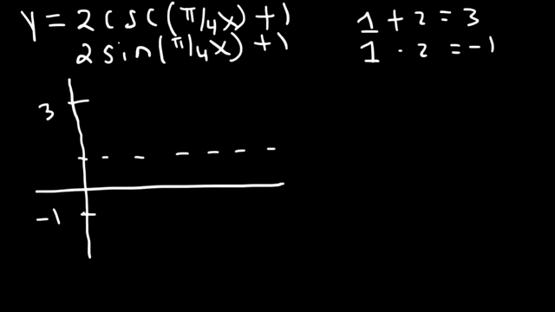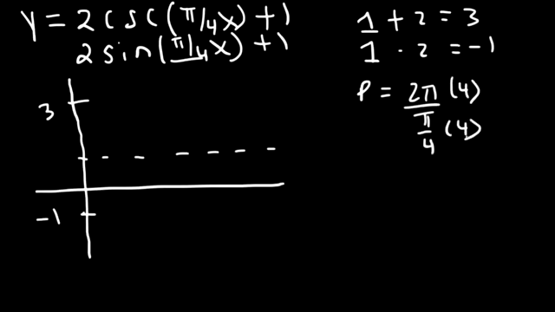Now, there's no phase shift because there's no c value. Keep in mind, inside the parentheses is bx plus c. Since c is 0, the graph is going to start at an x value of 0. So we don't have to worry about the phase shift in this particular instance. However, we do need to calculate the period. It's 2 pi over b, and b, as you can see, it's pi over 4. So let's multiply the top and the bottom by 4. So 2 pi times 4 is 8 pi divided by pi. So the period is 8.